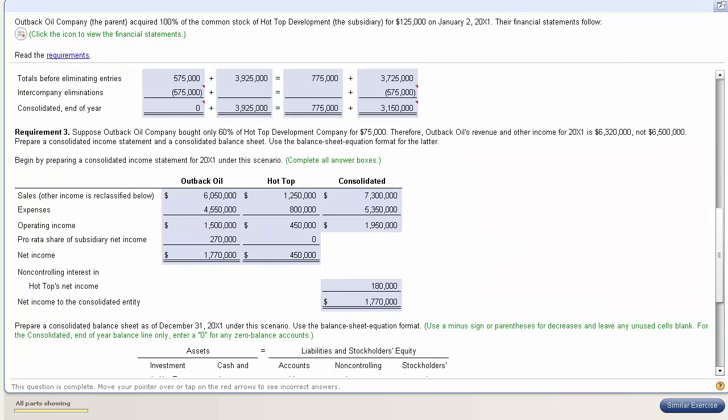Okay, next we take a look at requirement 3, where they say, suppose Outback Oil Company bought only 60% of the subsidiary for $75,000. Now the revenue and other income is $6,320, not $6,500, and that's in thousands. So that's $6,320,000 instead of $6.5 million. And they ask us to prepare a consolidated income statement. Well, what you've got to do here is recognize Hot Top still made $450,000, but we're only going to claim 60% of that. So 60% of the $450,000 would show up here. And so that's why requirement 3 would look slightly different.